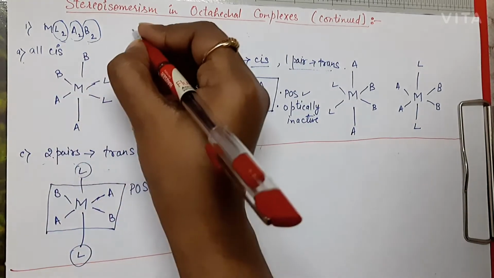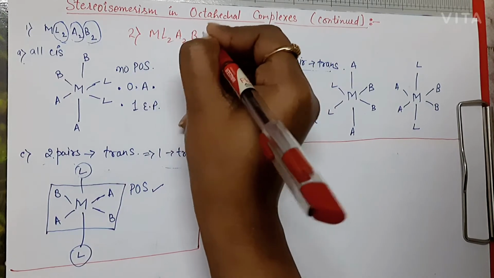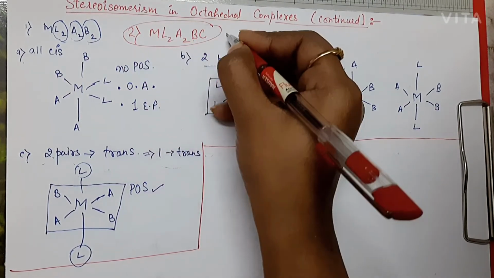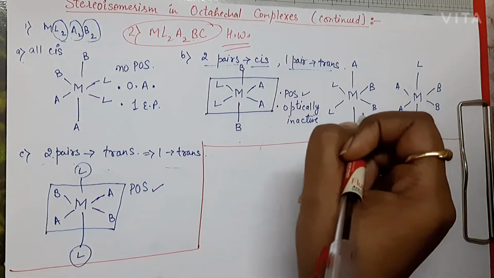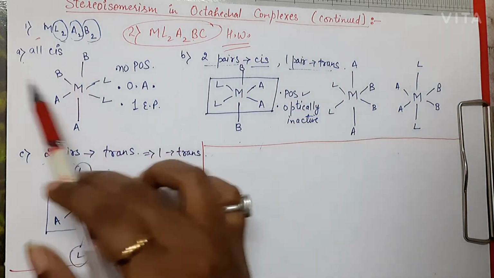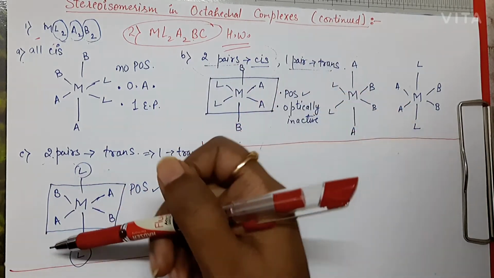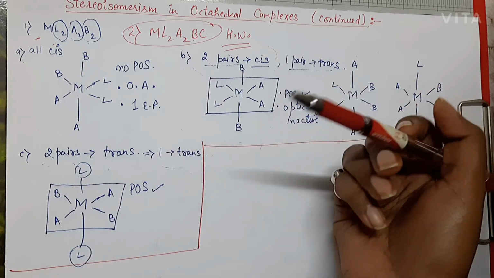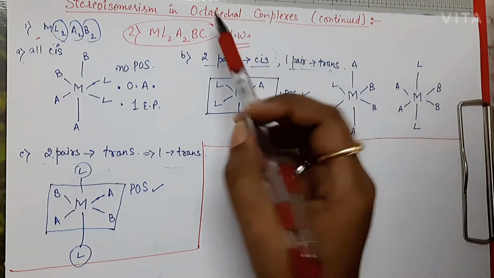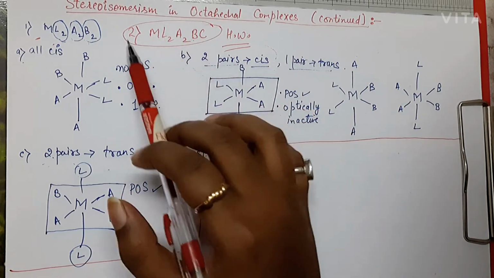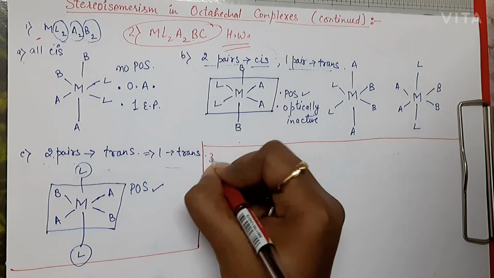Now the next case which we are going to discuss is ML2A2BC. This case you can do as homework. The cases formed will be similar. First you will try to form all cis, then two pairs having cis and one pair having trans, then at the end you will try to form two pairs having trans, then by default the third pair will be having the trans position. This way you can do the stereoisomers for these compounds as well. Now with this we'll move on to the third category.